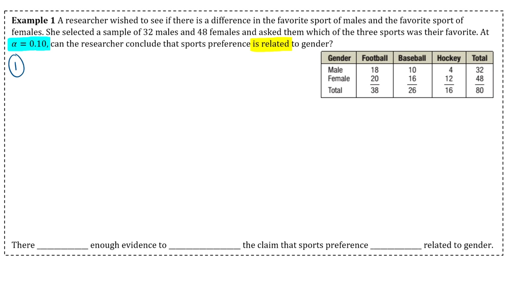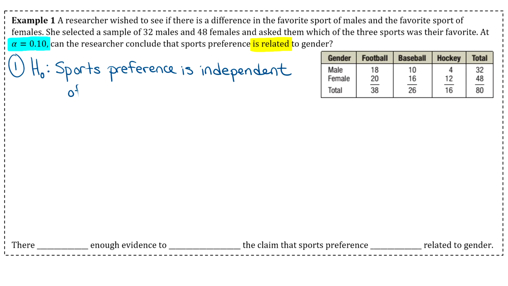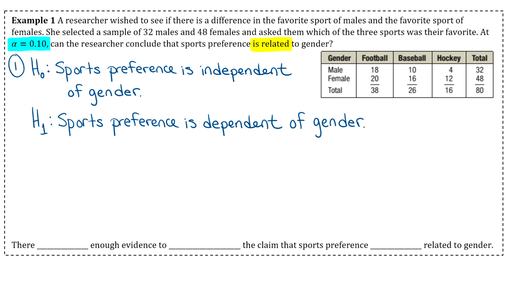So step 1, we're going to state our hypotheses. So for the null hypothesis, we just want to make a statement regarding the independence of the 2 variables. So I'll say that sports preference is independent of gender. And then for the alternative, you just change it to dependent. So sports preference is dependent on gender.